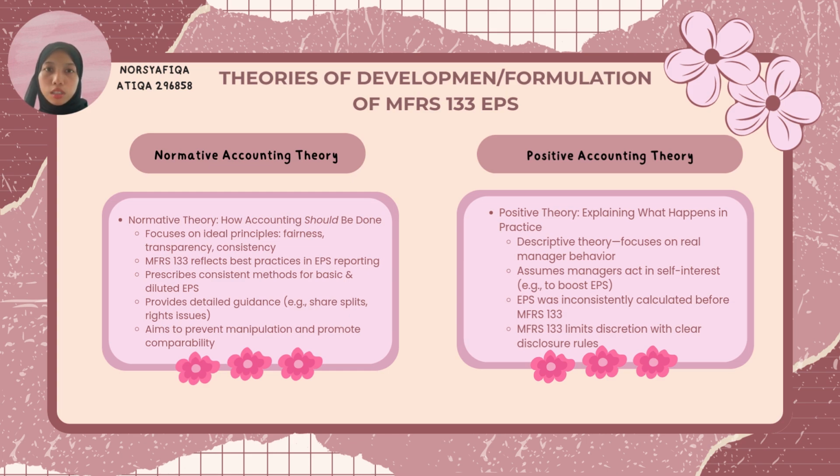The standard provides consistent rules for calculating both basic and diluted EPS and offers detailed guidance on dealing with financial instruments and capital changes, such as share splits, rights issues, and potential ordinary shares. The aim is to prevent manipulation and maintain consistency across different periods and companies. In short, MFRS 133 upholds normative theory principles by enhancing the integrity of financial reporting and ensuring that users get a clear and fair representation of a company's performance.